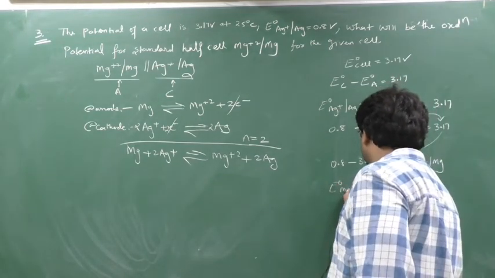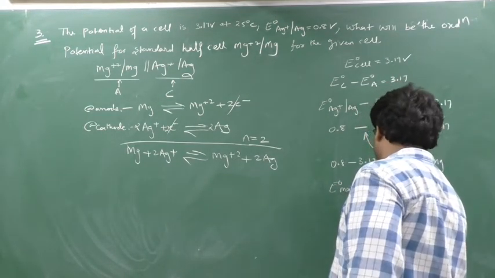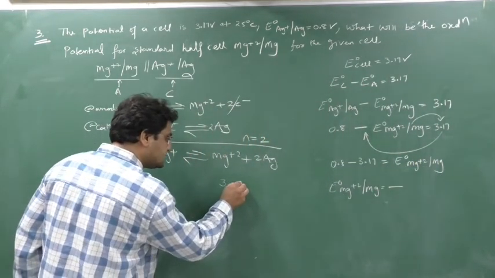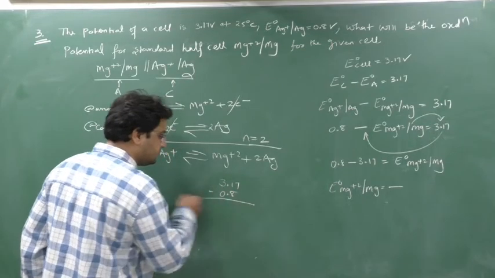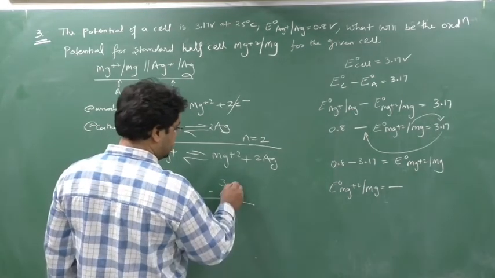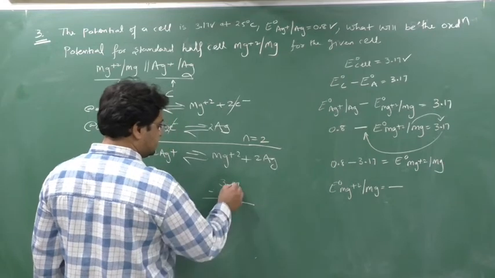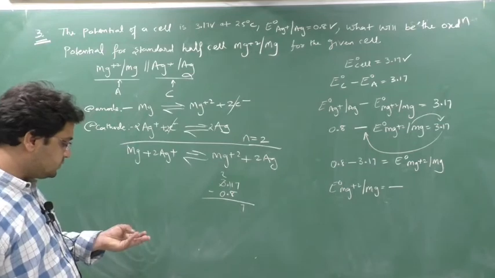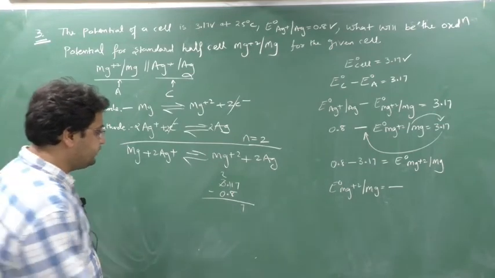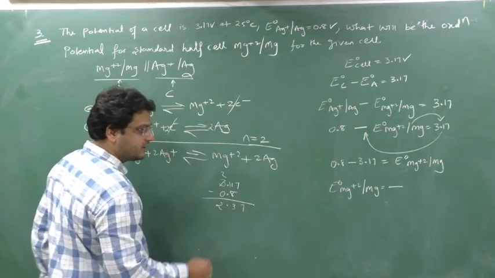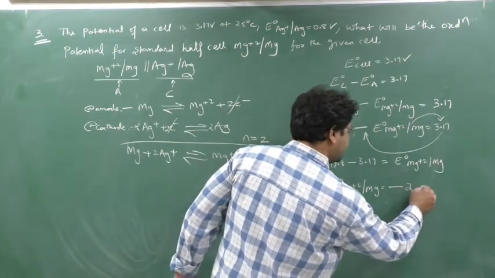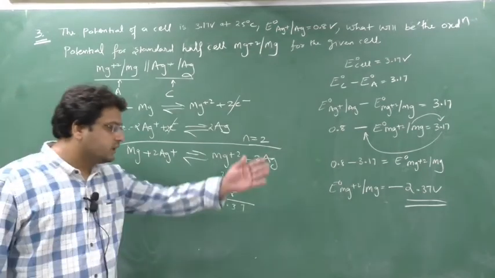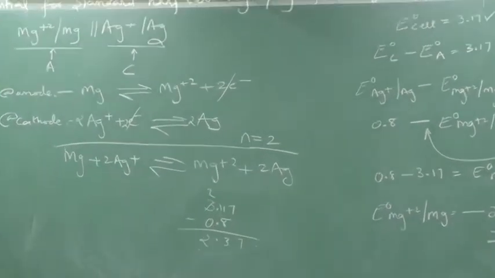So E0 Mg+2/Mg is equal to minus, we'll do here, 3.17 minus 0.8. Okay, so here I can write down 7, here 2, 11 minus 8 means 3. I am not so good at maths, that's why I am doing this calculation. You can do the calculation yourself also. So minus 2.37 volt. Write down this. Then we'll go to the next question.